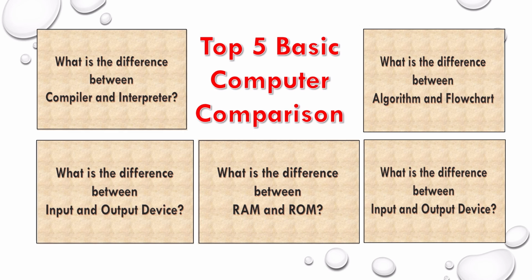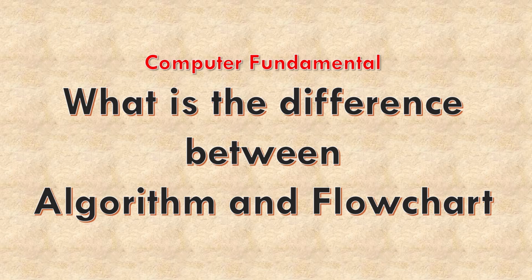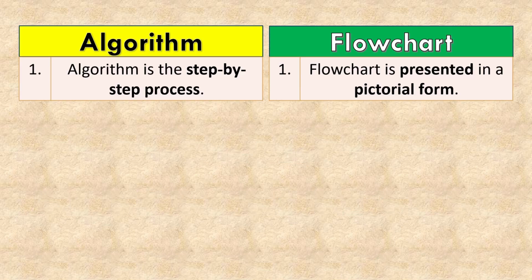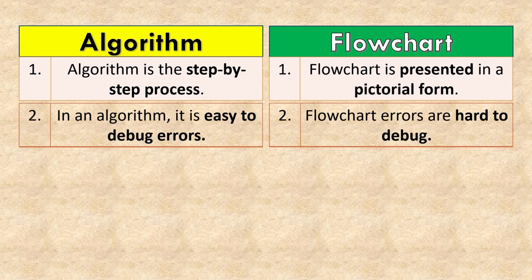In this video, we will discuss the top 5 basic computer comparisons. First, what is the difference between algorithm and flowchart? Algorithm is the step-by-step process. Flowchart is presented in a pictorial form. In an algorithm, it is easy to debug errors. Flowchart errors are hard to debug.